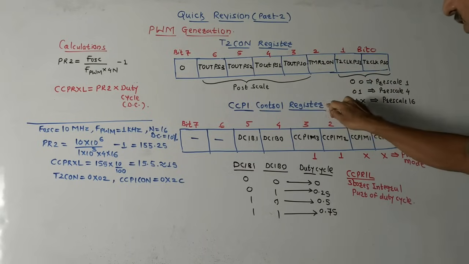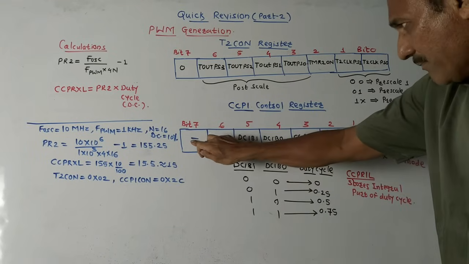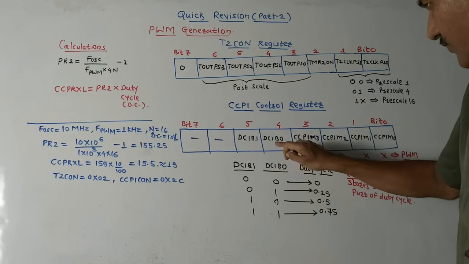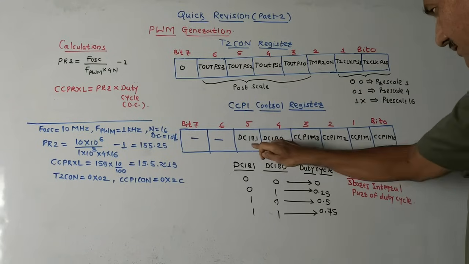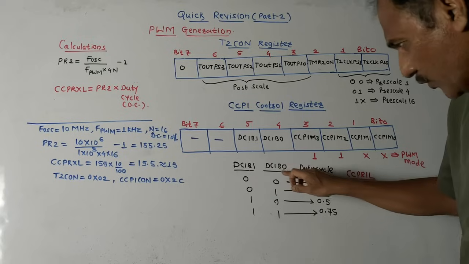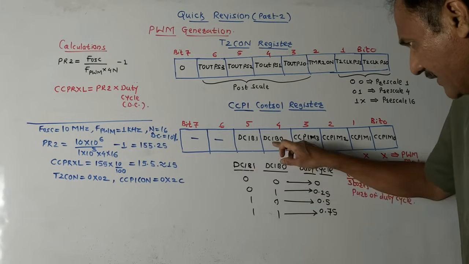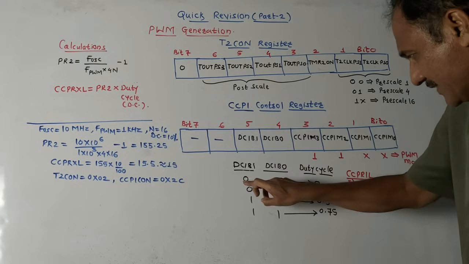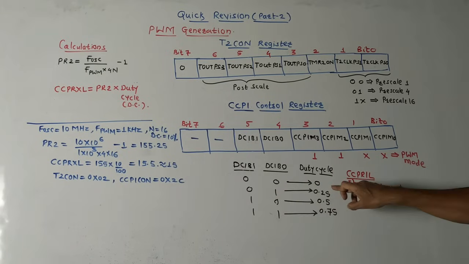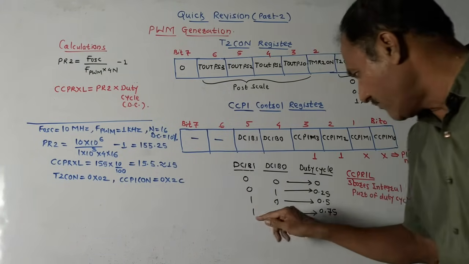Then the CCP control register, this is the structure of the CCP control register. Bit number 7 and 6, we are not using. Then bit number 5 and 4, these two bits are related to duty cycle. You need to remember these values. If DC1B1 and DC1B0, bit number 5 and 4, are 0, 0, the duty cycle is 0. 0, 1, duty cycle is 0.25, that is 25% duty cycle of the PWM wave.